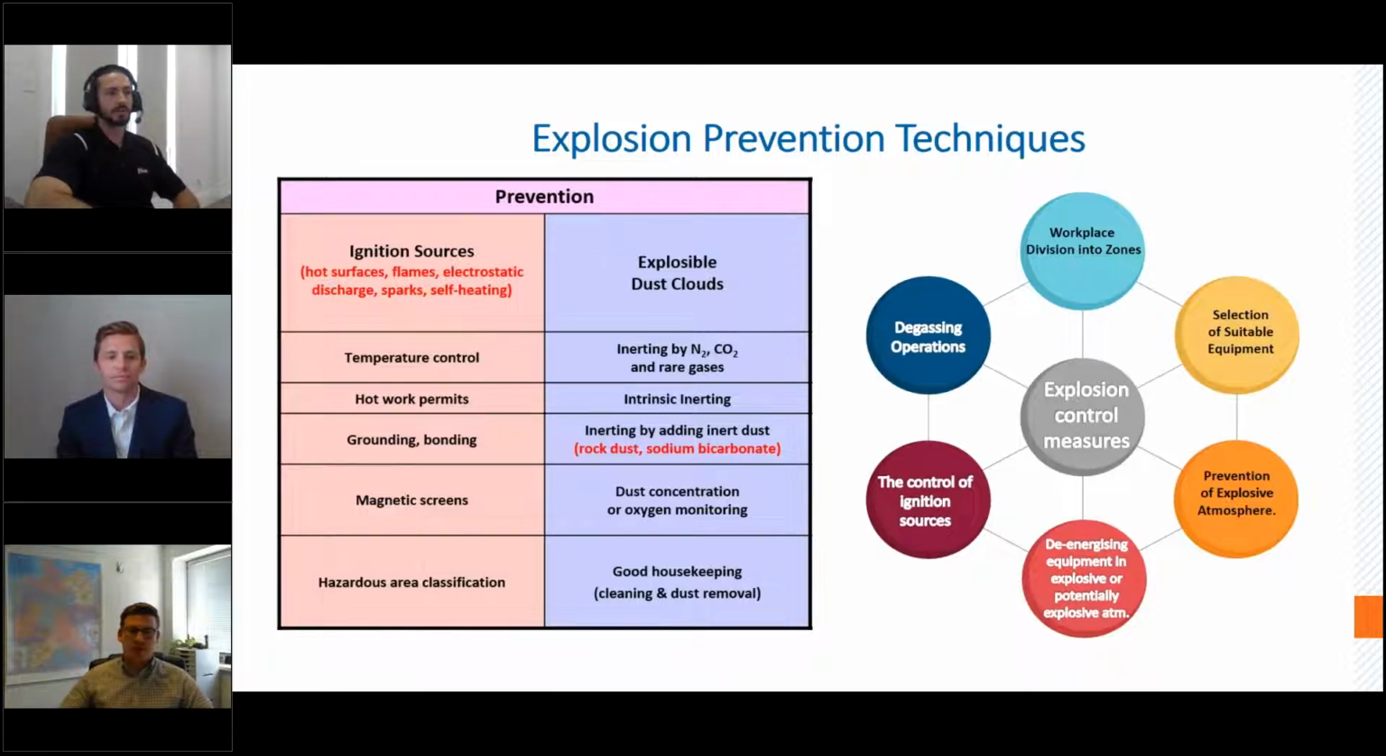There are a few other ways we can do that as well. For prevention as a whole, we can divide our workplace into certain zones based on the type of hazard that might exist. We can select suitable equipment to do the job, and we can de-energize that equipment to prevent an explosive or potentially harmful atmosphere from being present.